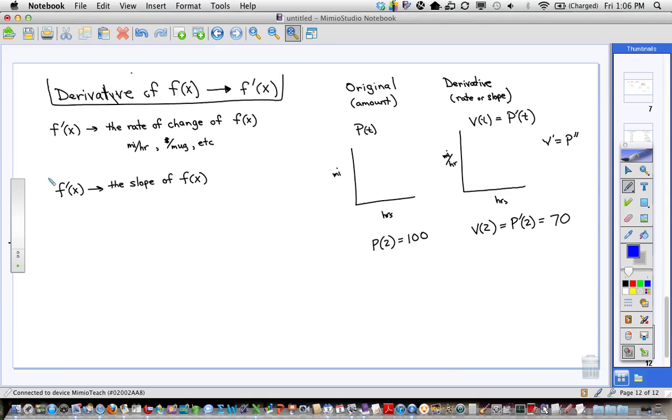That's called the second derivative. But we'll get into that later. But think, what would it be? Well, it would be the rate of change of velocity. Well, what is a change in velocity? That's what acceleration is. And the units on acceleration are miles per hour.